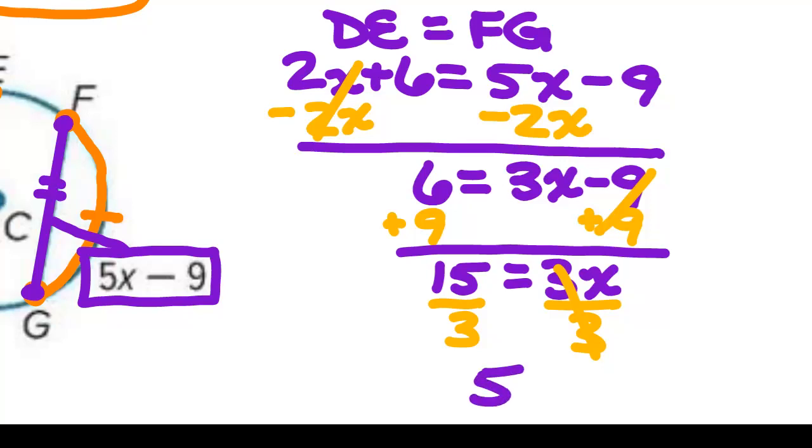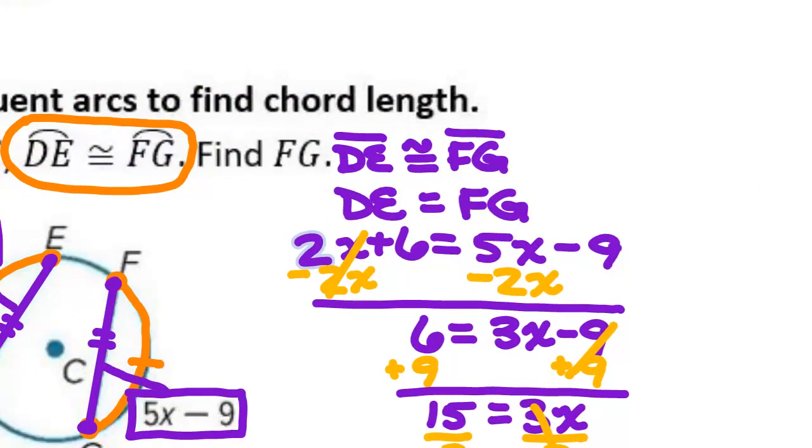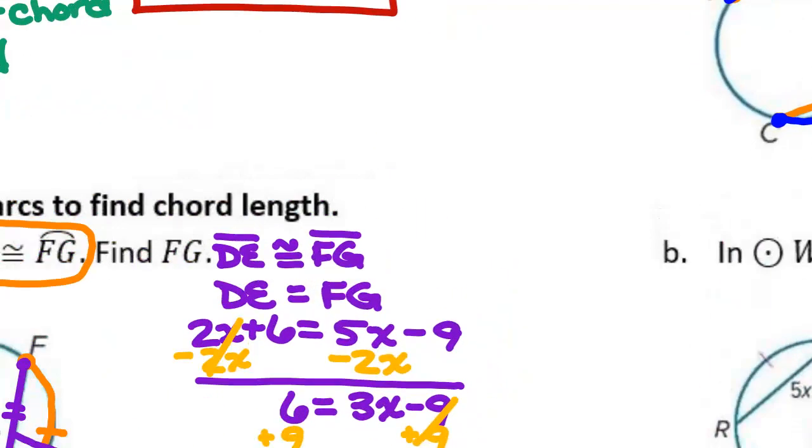X is 5. Are we done? No, they asked us to find what? FG. Well, what was the size of segment FG according to the picture? 5x minus 9.